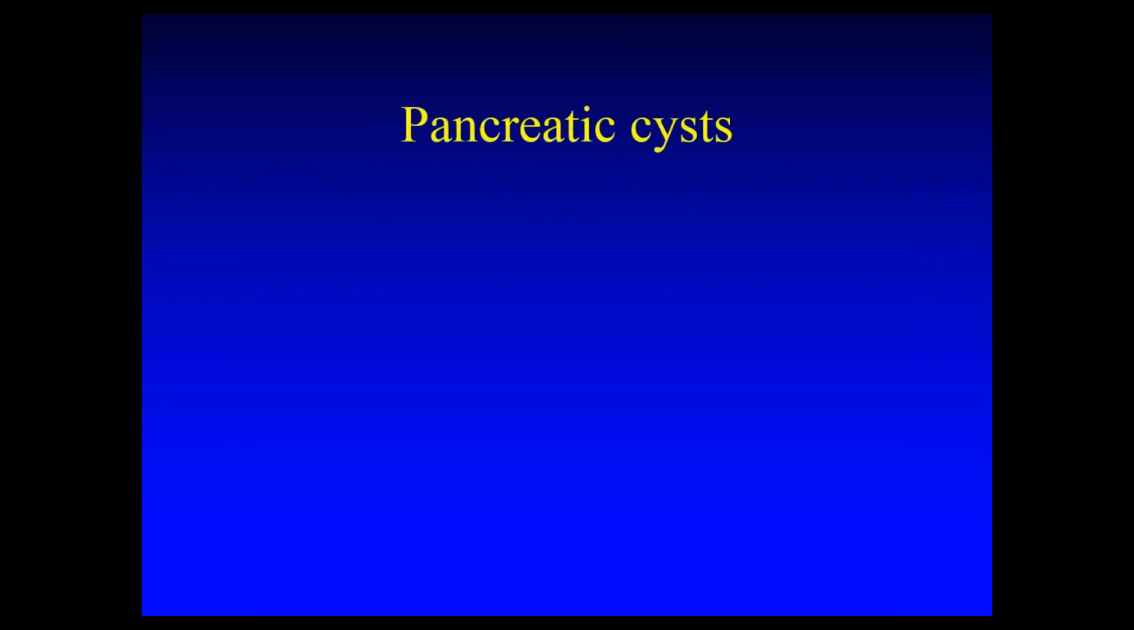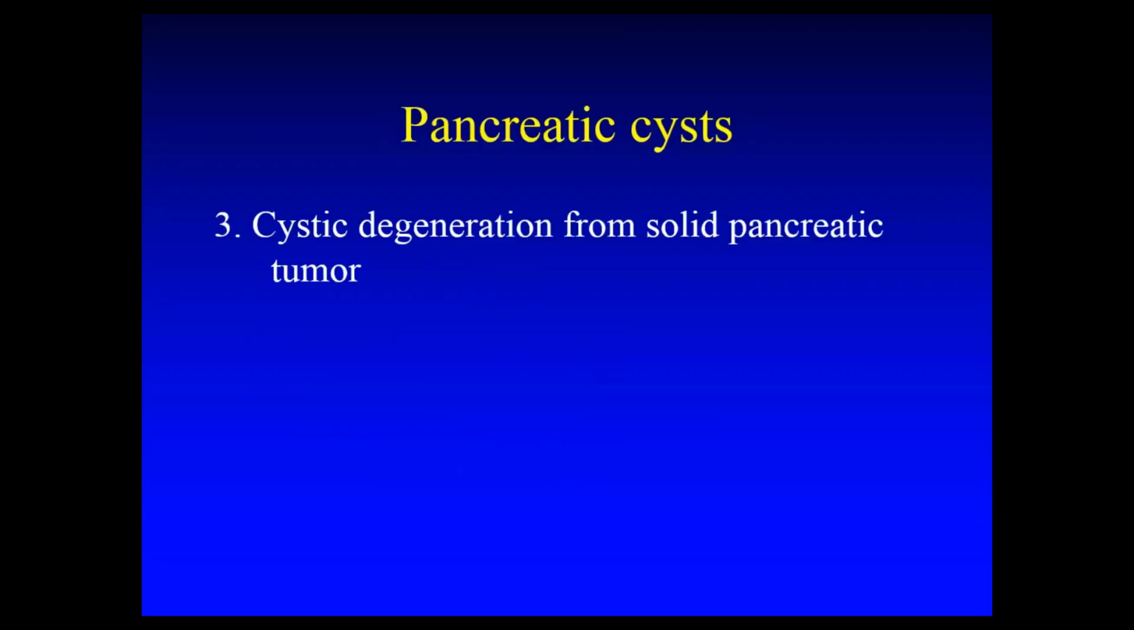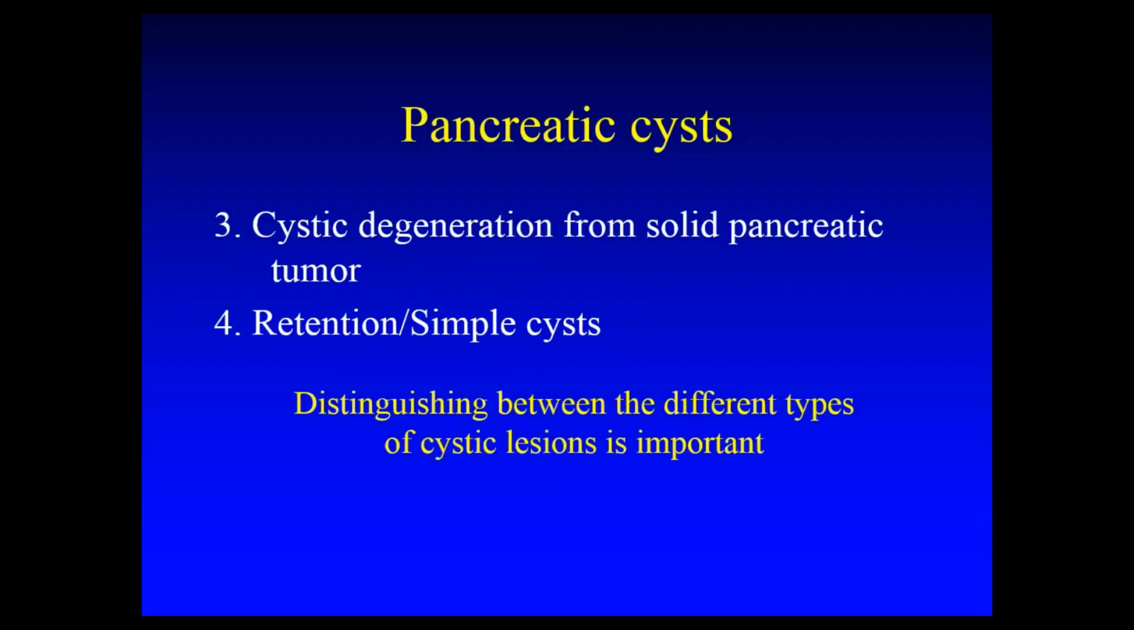Another common indication for doing EUS is to evaluate patients with pancreatic cystic lesions. Differentials can include pseudocyst and cystic neoplasms, which can consist of Mucinous Cystadenoma, Serous Cystadenoma, IPMN. You can also have cystic degeneration from solid pancreatic lesions, and simple cysts. Of course, knowing what type of cyst that you're dealing with makes a big difference in terms of the management.